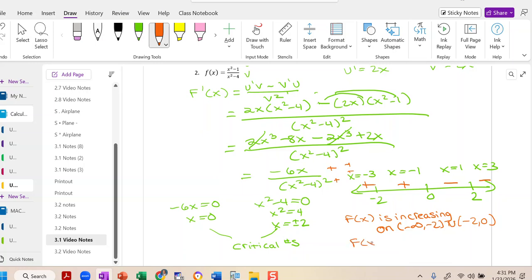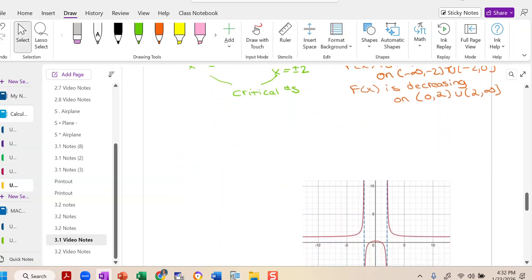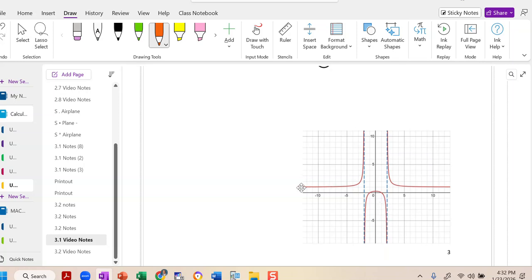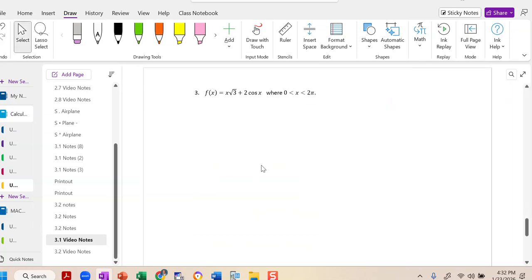And then f of x is decreasing on the interval from 0 to 2 and 2 to infinity. And if you notice the picture, it matches up, right? The vertical asymptotes are at 2 and negative 2. Notice it increases here, increases there, but then after 0, decrease and decrease. All right, next one. Here you got some trig.